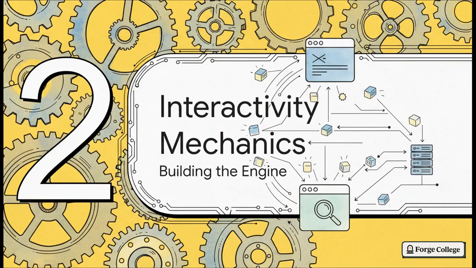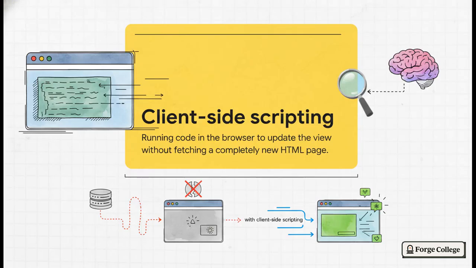Moving on to Section 2, the mechanics of interactivity, building the engine. So, how do you actually build this interactive engine? Well, it starts with client-side scripting. By executing code, usually JavaScript, directly inside the browser, we can update the screen without having to fetch a whole new HTML document from scratch. It's kind of like giving your browser its very own brain. Suddenly, that frustrating network lag just vanishes, and it's replaced by this incredible feeling of immediacy.